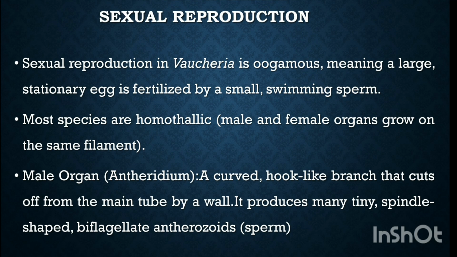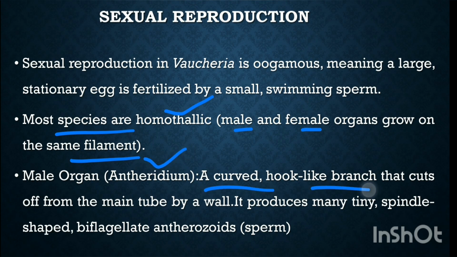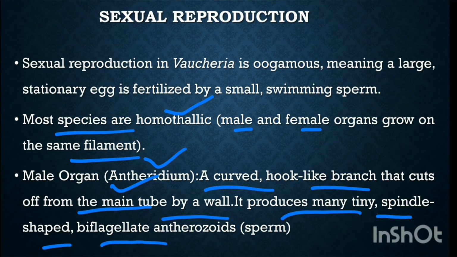Okay. Then sexual reproduction. It is oogamous in nature. Most species are homothallic. That means male and female organs grow on the same filament. The male organ is called the antheridium, which is a curved hook-like branch that is cut off from the main tube by a wall. It produces many tiny, spindle-shaped, biflagellated antherozoids.